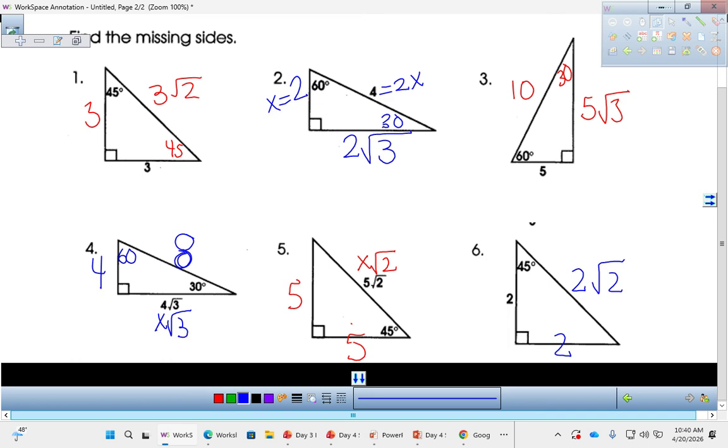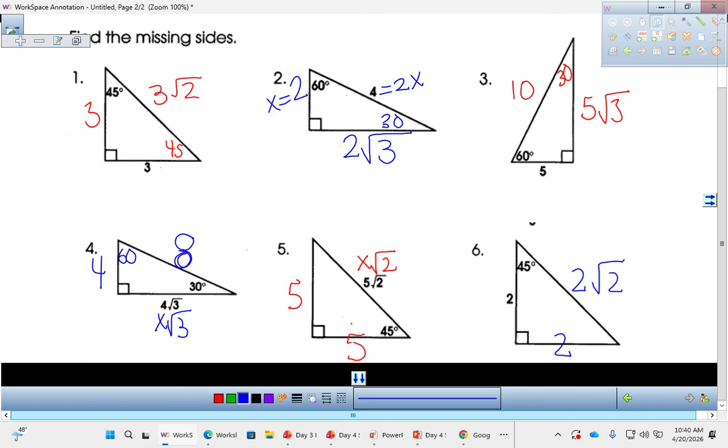You just have to work on memorizing the rules. It's as simple as that. Like in a 45, 45, 90, the two legs are the same. The hypotenuse is the leg root 2. In a 30, 60, 90, your short side is like your base. We'll call that your x. Your hypotenuse, you double that x. And your 60-degree angle, you take whatever that x is and multiply it by root 3.